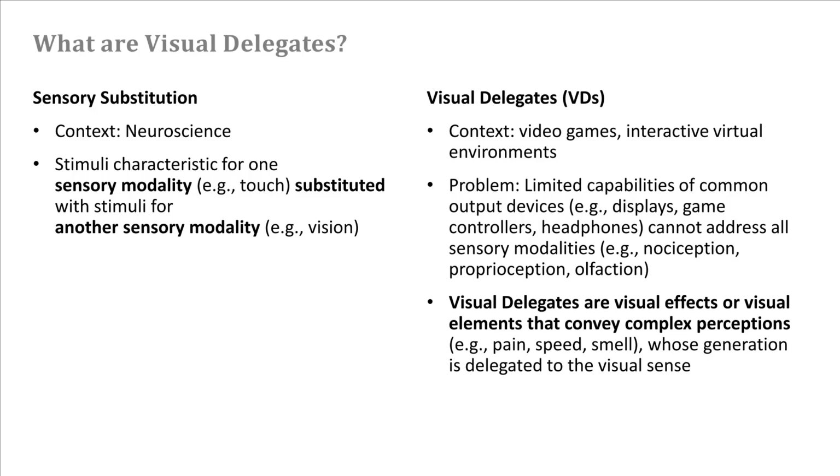Here, we have the problem that the limited capabilities of common output devices, such as displays, game controllers or headphones, cannot address the full spectrum of human perception and not all sensory modalities, such as nociception, proprioception or olfaction. This problem can partly be compensated by delegating the generation of unsupported perceptions, such as pain, speed or smell, to the visual sense through the use of visual effects and visual elements, which are referred to as visual delegates.